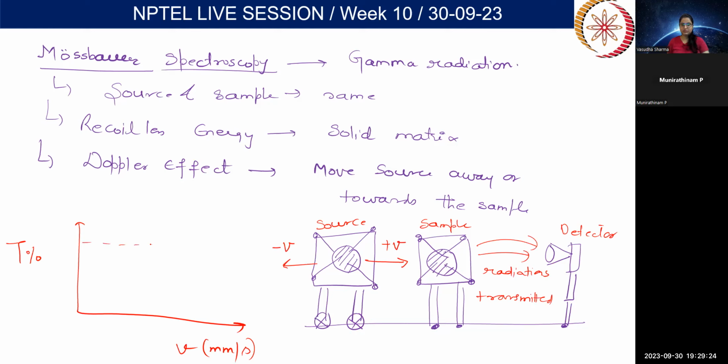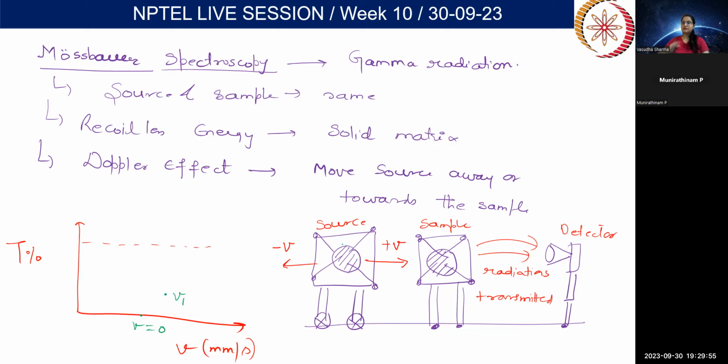So we can possibly have this kind of spectra. If it is not at all moving, like the earlier case where we have kept it in a solid matrix, it is not moving. So V is equal to 0. If it is moving towards the sample, there would be some common area which has been absorbed and the rest has been transmitted. So the transmitted radiation would be this value. We can have V1.